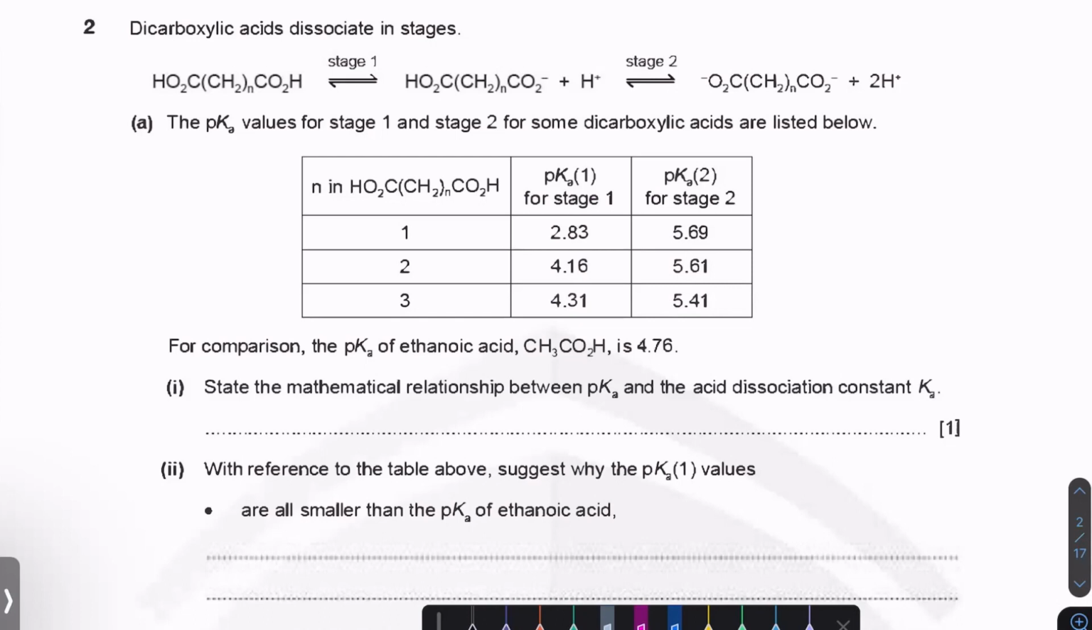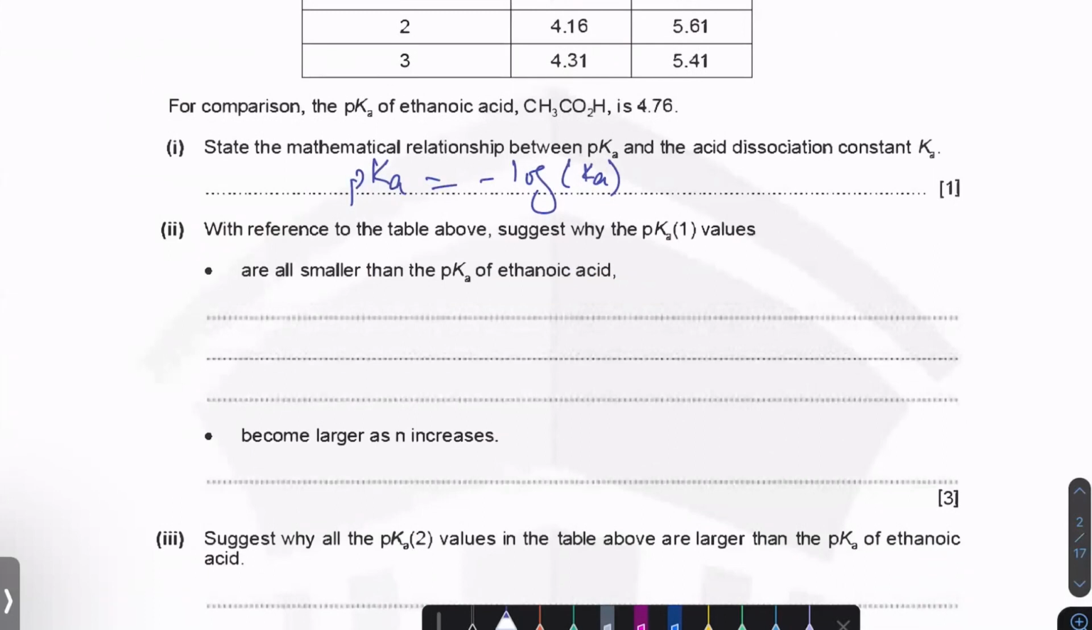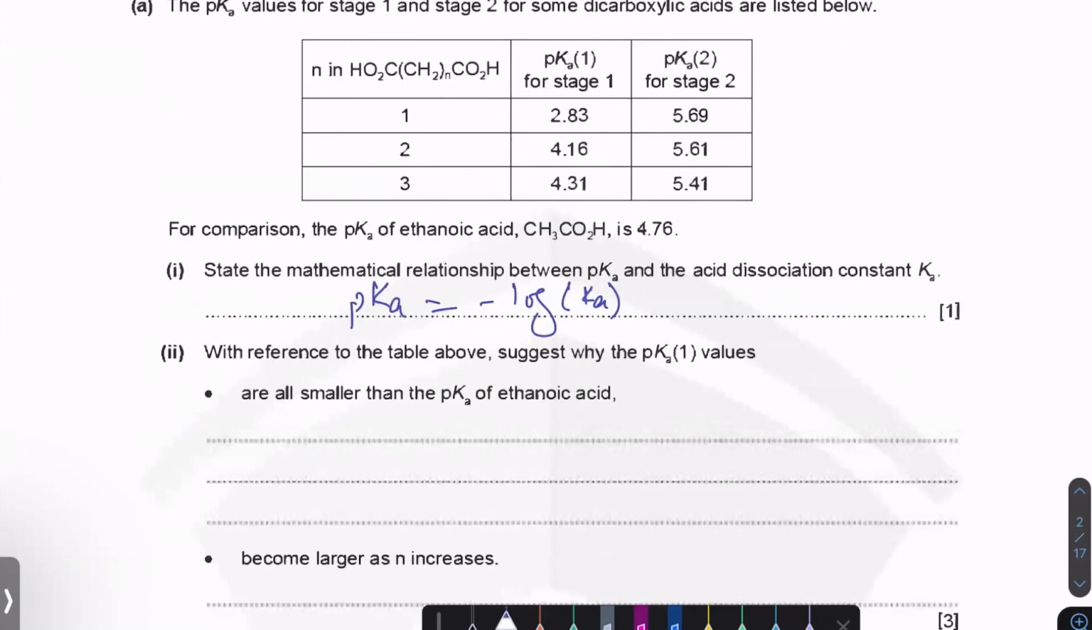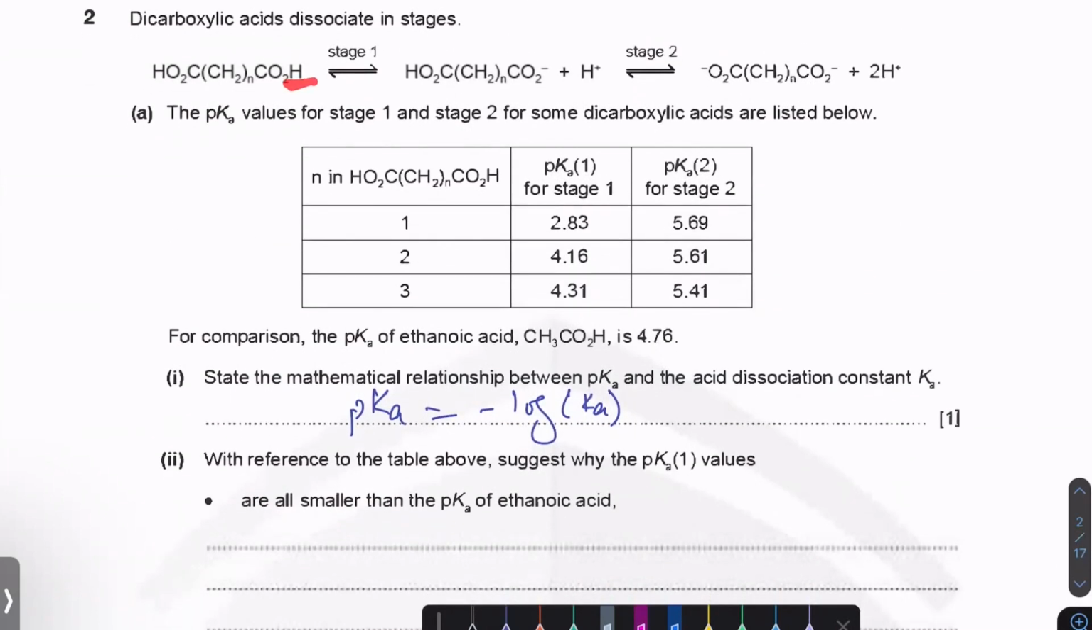State the mathematical relation between this. We just talked about it: pKa will be minus log of Ka. Okay. We refer to the table above: why are pK1 values smaller than the pK value of ethanoic acid? First of all, they're asking why the carboxylic acid is not as strong an acid as these are themselves. You can look at the acid. Why is it that when this loses H positive, it makes a conjugate base which is more stable?